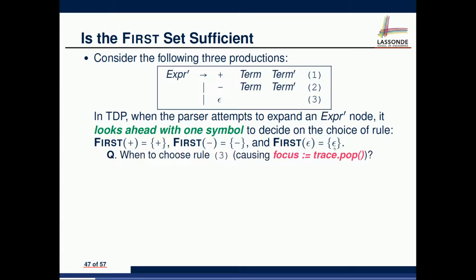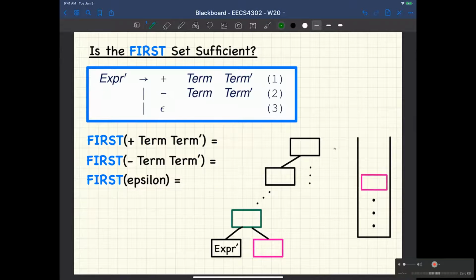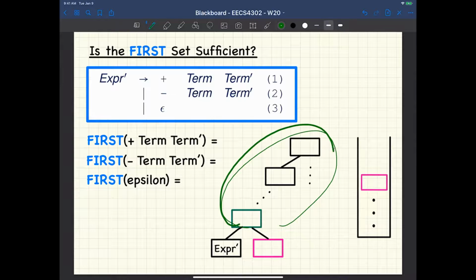Now, question. When would you choose rule number 3, conceptually? When the word's empty? Not quite. Remember, the word is not empty. Think about the context over here. I'll show you some diagram. What we're talking about is like this scenario here. Let's say currently this is the tree that's been built so far, arbitrarily big, and the current focus is this particular expression prime. Now we can either choose 1 or 2 or 3.